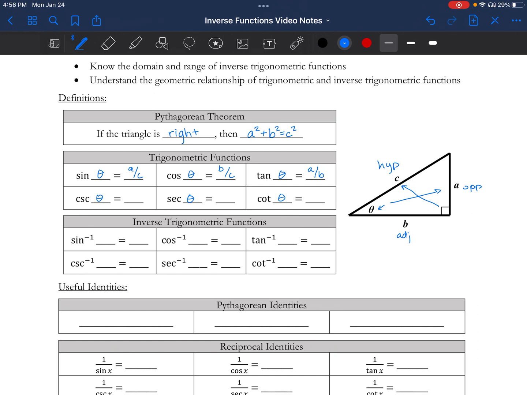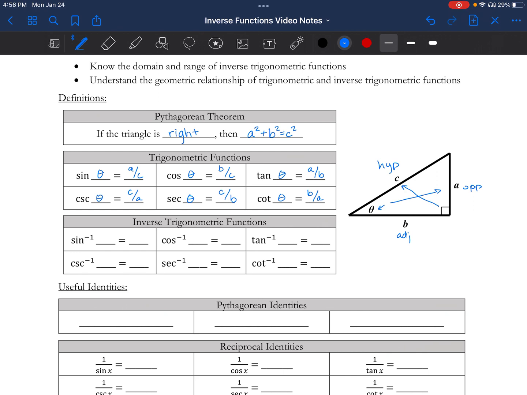Cosecant is the reciprocal of sine, so I'm just going to flip it over and do C over A. It is hypotenuse over opposite. Secant is hypotenuse over adjacent. It's the reciprocal of cosine, so it's going to be C over B. And cotangent is the reciprocal of tangent. It's adjacent over opposite, so it's B over A.